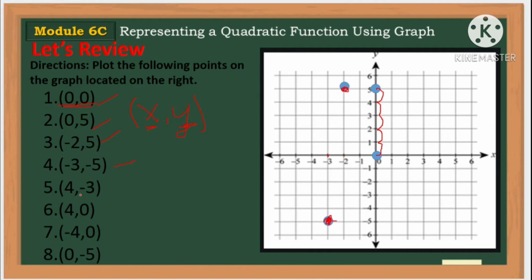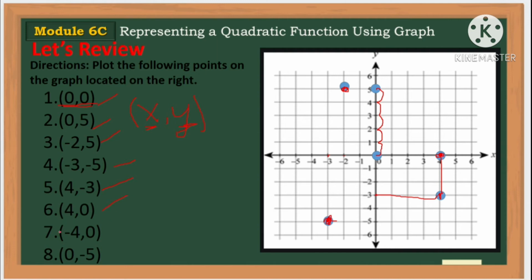Number 5, 4, negative 3. So, ang x ay 4, andito. Ang y ay negative 3. Pag pinagtagpo ang dalawa, andito ang point. So, 4, negative 3. Okay? So, ito yun and ito. Ayan, pag pinagtagpo. Okay? Next, number 6. 4, 0. Ang x ay 4. Ang y ay 0. Okay? So, kung ang x ay 4, so ito ang 4, then 0 yung y, hindi siya nag-move. Therefore, andito lang yung point natin.